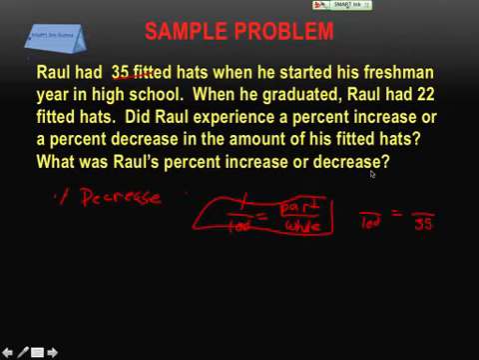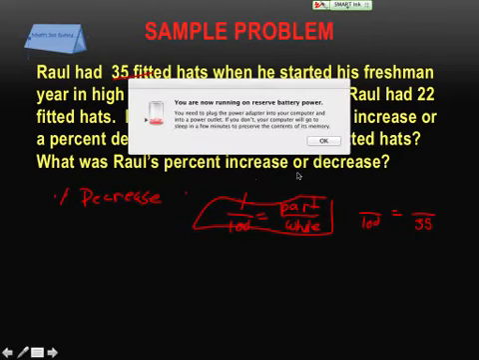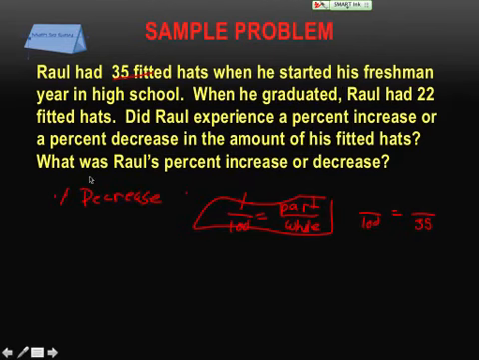All right. Now, we want to know what was Raul's percent increase or decrease. We don't know that. So we're going to put the X where our percent usually goes. And now right here, this part right here, this is the change. This is going to be our percent change right here. So this is our actual change. The change, what we do is we find the biggest number, which was 35, and we subtract it minus the other value, which is 22. All right? And that is a change of 13. And now we're set up.